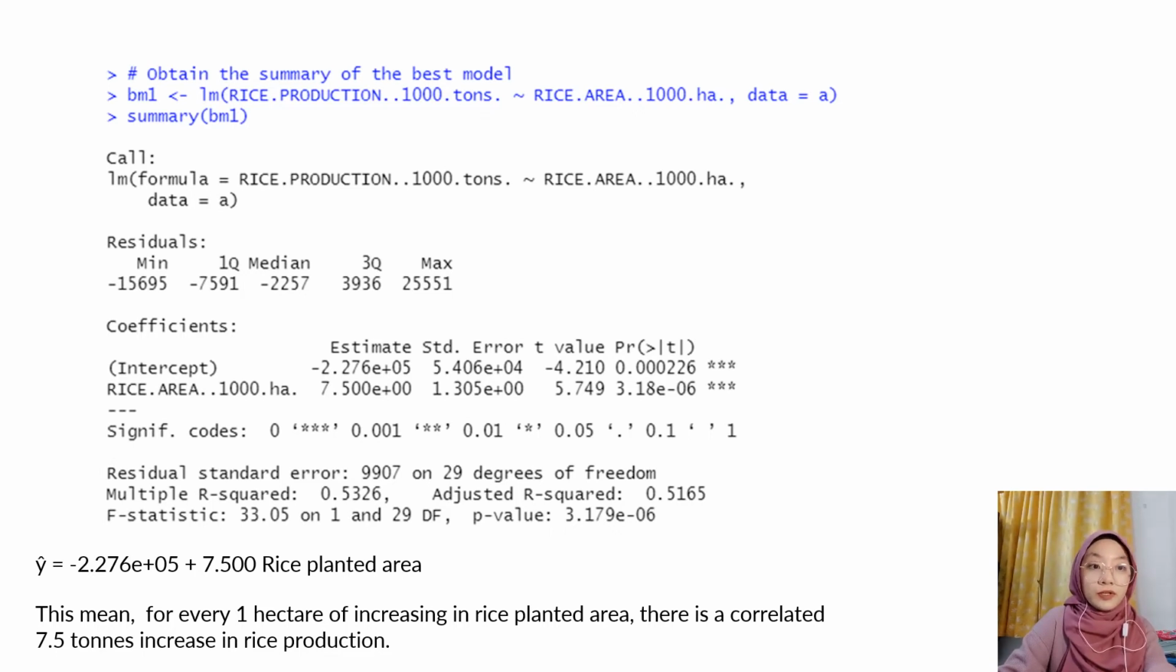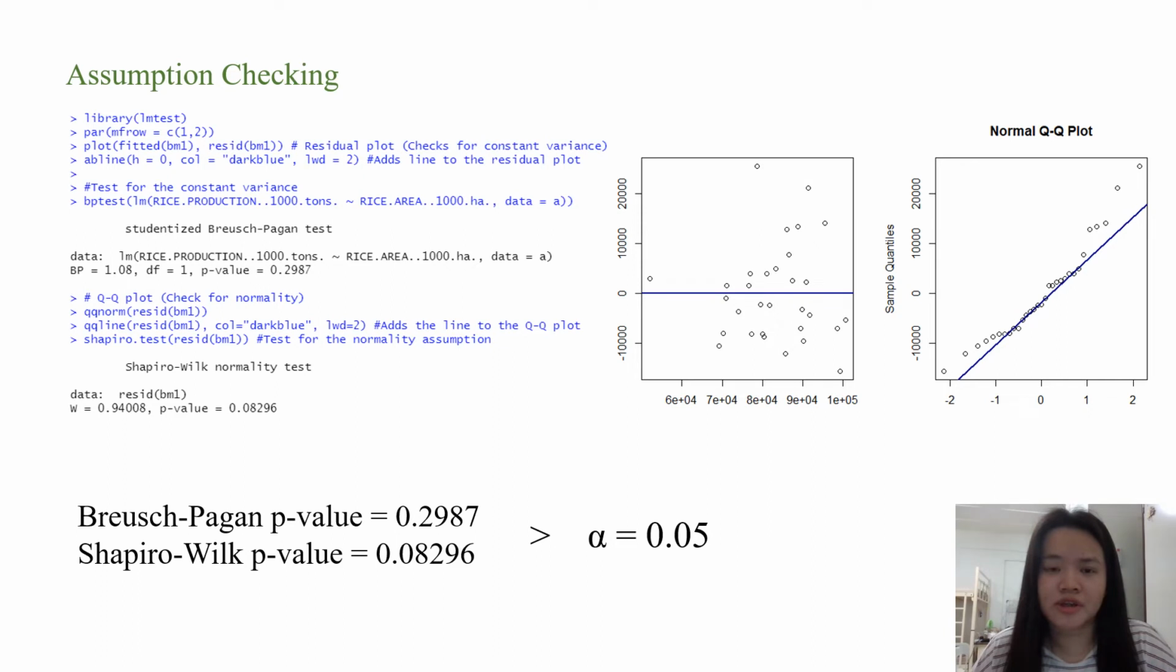rice planted area. This means for every 1 hectare increase in rice planted area, there is a correlation of 7.5 tons increase in rice production. The regression equation does not violate the assumptions of linear regression, as the residual plot does not show any special pattern, and the residuals do not deviate from the straight line.